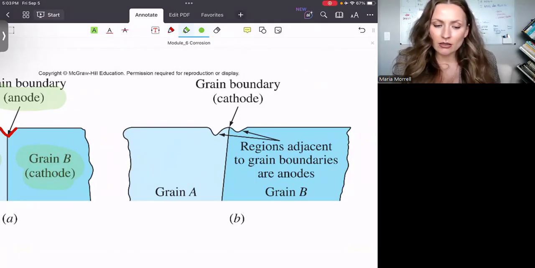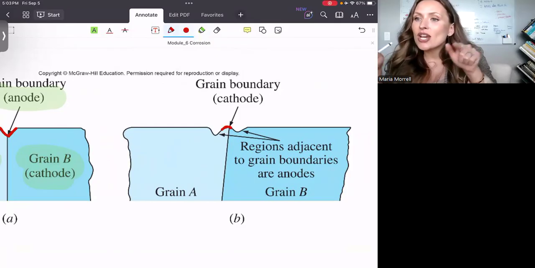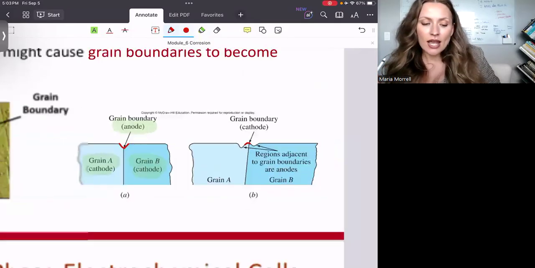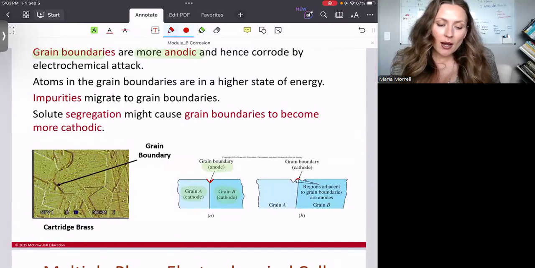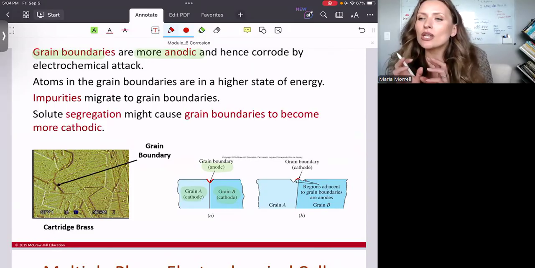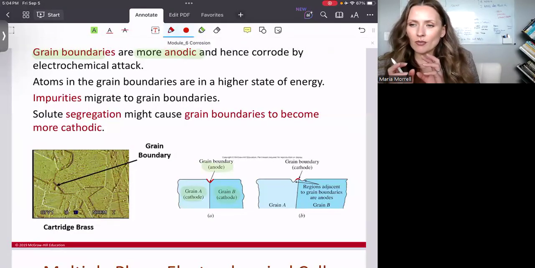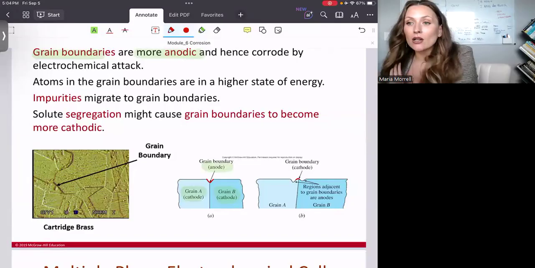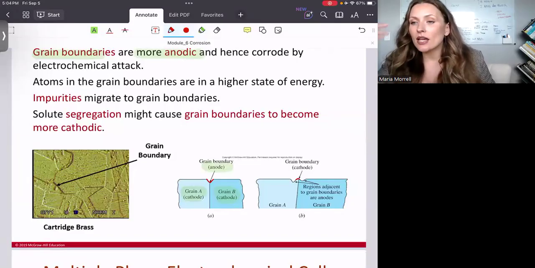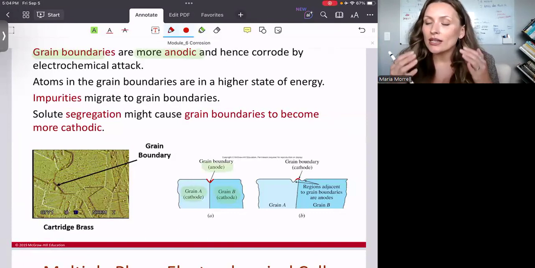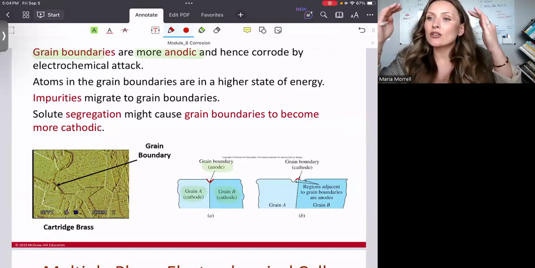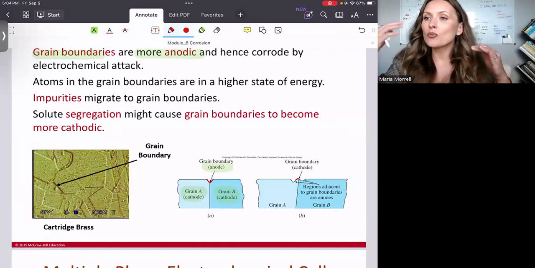An example right here. So the grain boundary is cathode, and actually the regions adjacent to the grain boundaries are anodes. And why that happens, I'll give you an example. Sometimes you can have an alloy, right? And you guys remember that's when, again, we use an alloy to increase the strength. And usually we always use an alloy because alloy allows us to significantly increase the strength of pure metals.